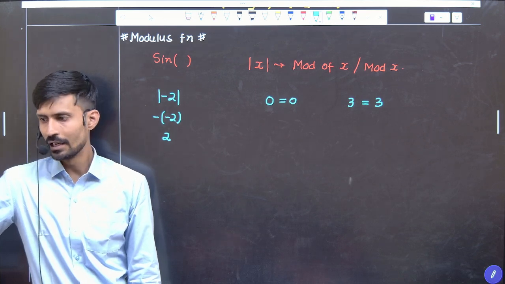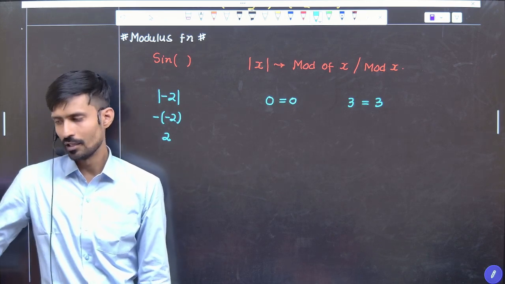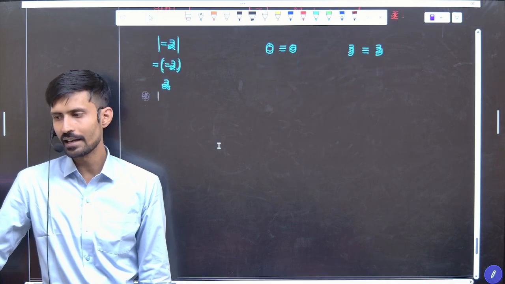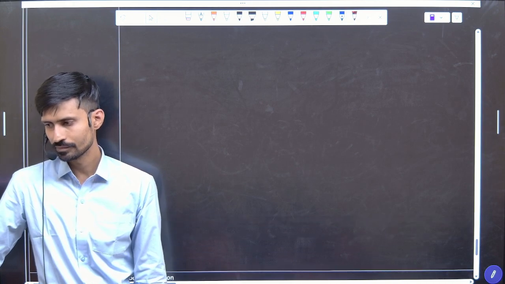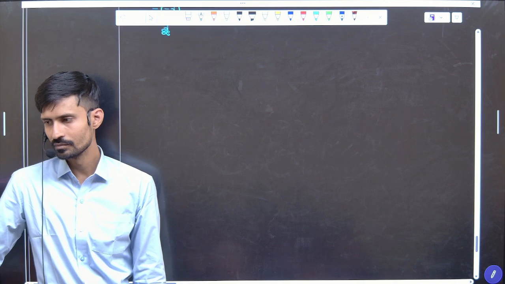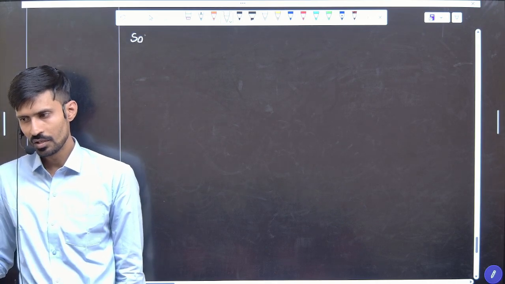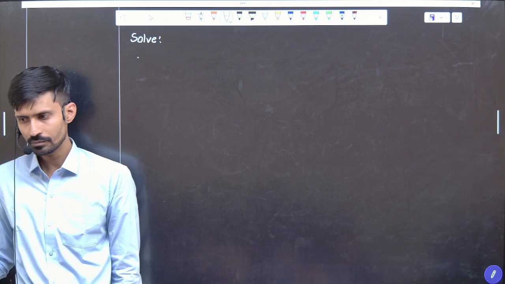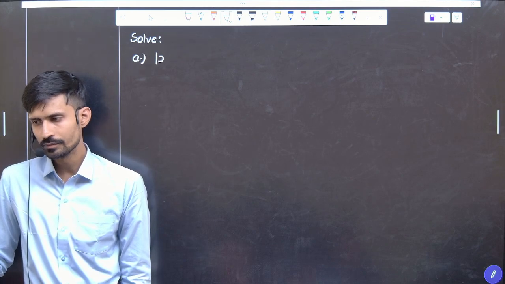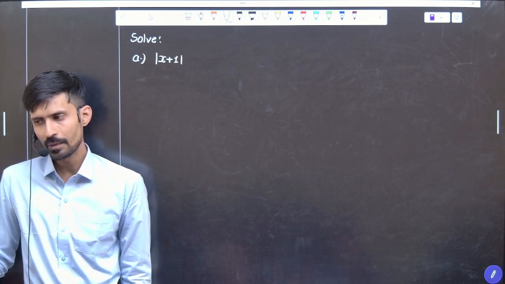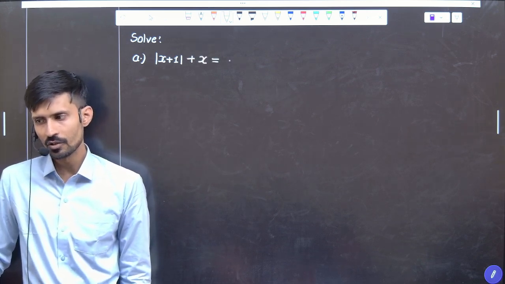Okay? Now I am going to give one question and we are going to start understanding of modulus. So I will directly generate one question. You don't have to write it now. Question is, solve mod of x plus 1 plus x is equals to 4.